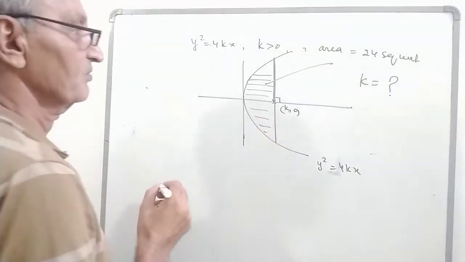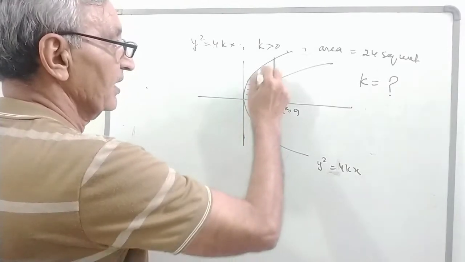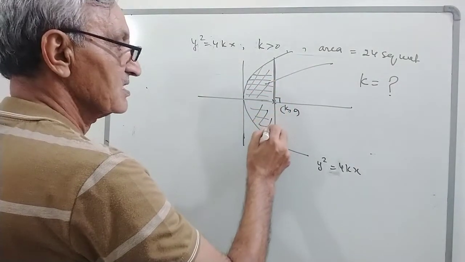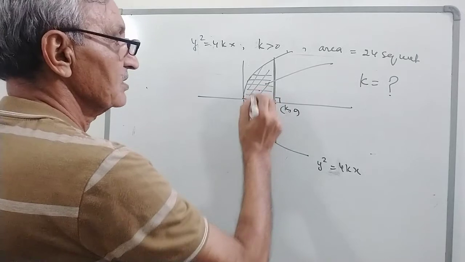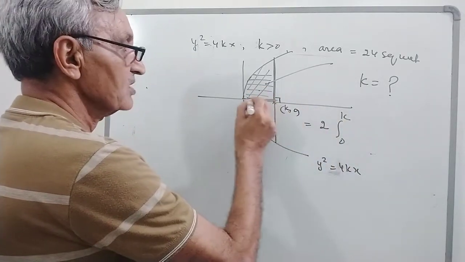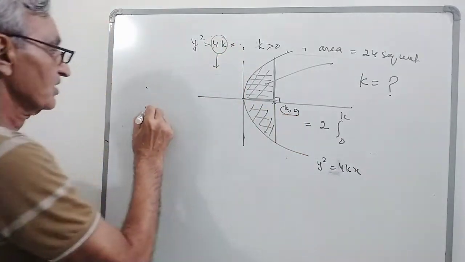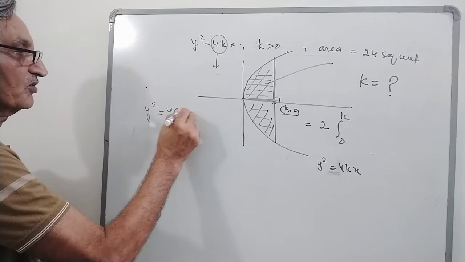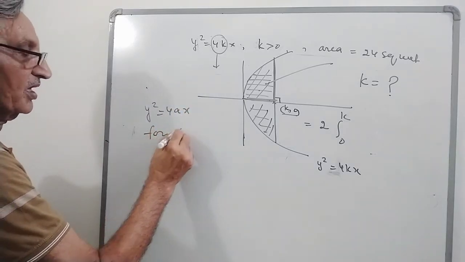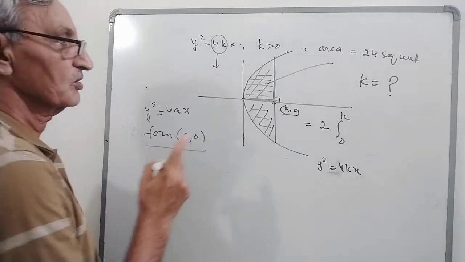So what is the area of this one? Well, look at the area. This area and this area are the same. So I do this and multiply by 2, from 0 to k, 0 to focus. Since y² = 4ax, the focus is (a, 0). So this is the focus, 0 to k.